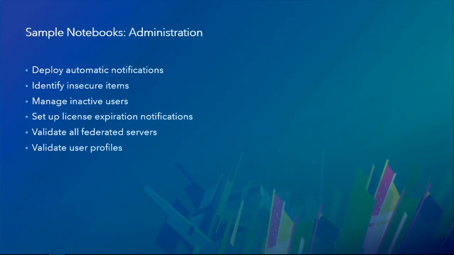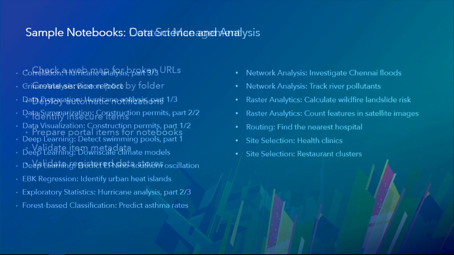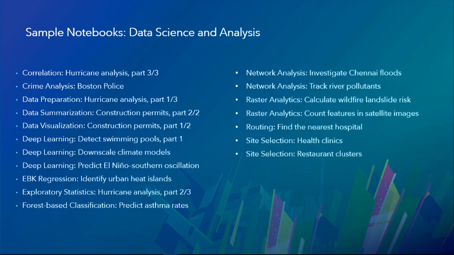The samples. These are the different types of samples we have. If you're looking for administration, this is what we have at 10.7. And for each release, I would expect this to grow in different ways to cover the different workflows. At some point, we'll stabilize because we'll have just done all of the things that you are looking to do. For content management, we have several notebooks covering everything from identifying insecure items to validating your registered data stores. And for data science and analysis, we have a whole bunch of notebooks, and these will continue to grow. I believe Rohit's Pavement Crack one is one that we're looking for at 10.7.